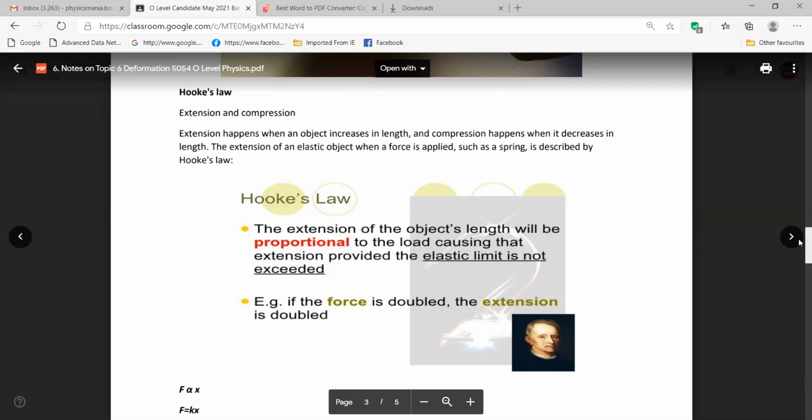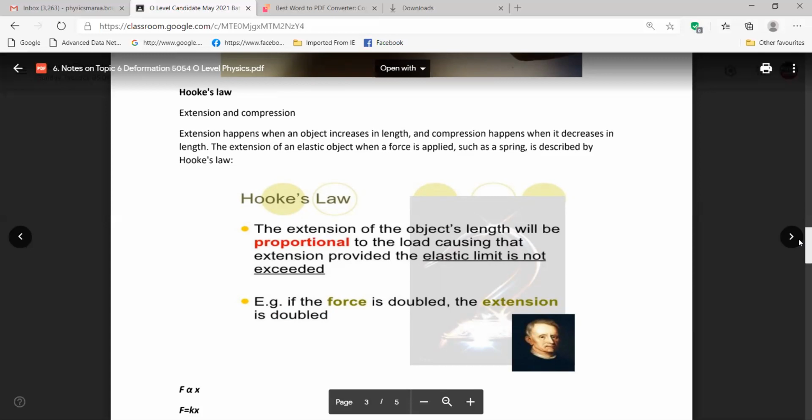Like maybe after 1 Newton, 2 Newton, 3 Newton, 4 Newton, 5 Newton, it's working. If you are giving 6 Newton, then the extension is not increasing the way it was doing before. So that one is not following Hooke's law. We are saying that limit as the elastic limit, the limit till where the law is working.